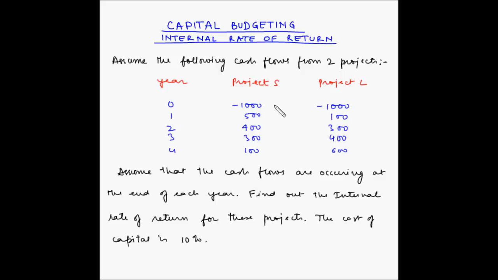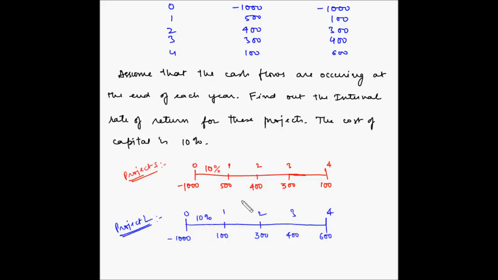Project S is a short-term project which generates the cash inflows during the early stages of the project, whereas project L is a long-term project and it generates cash flows in the long term. Now let us first represent these two projects on a time scale. So these are the two time scale representations for project S and project L.